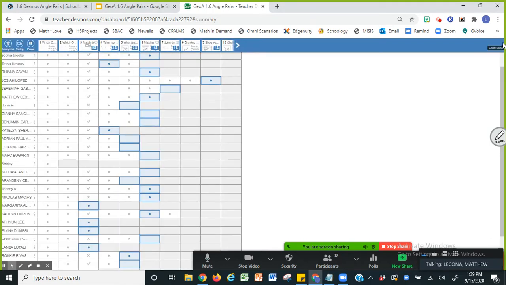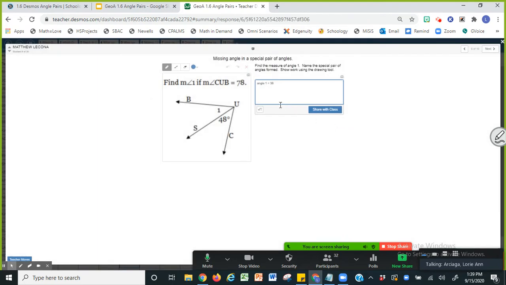Okay. Wait. I'm still confused though. Okay. So, special pair is, okay, they don't make a 90 degrees, so it's not right, but they're side by side. So, what do you call angles that are side by side? Starts with A. Adjacent? Yep. There you go. There you go. Okay.